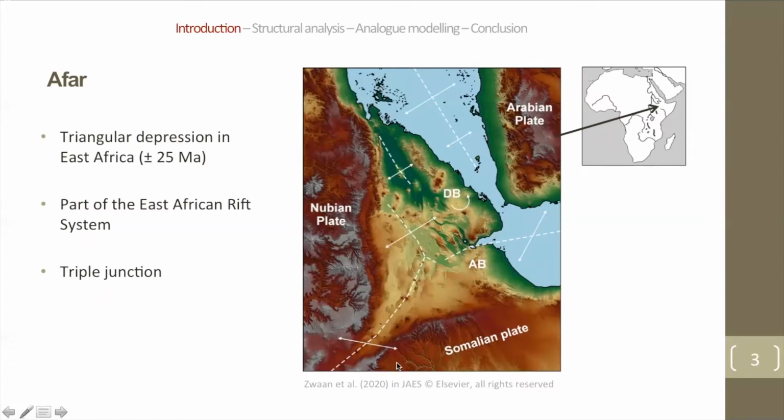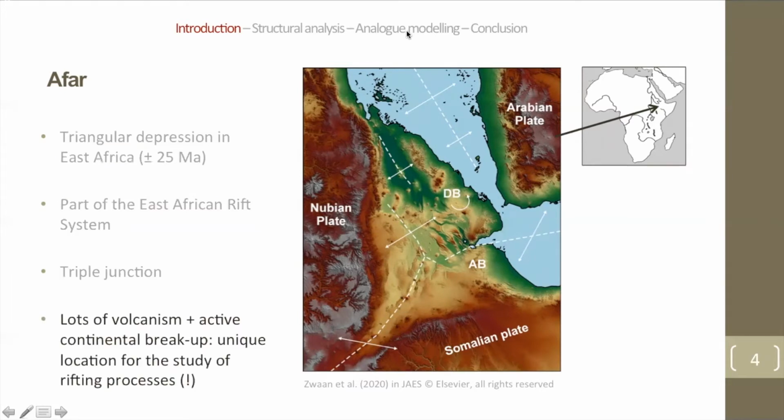It's also a part of the East African rift system, which comes in from the south in the shape of the main Ethiopian rift, and then forms a triple junction with the Gulf of Aden to the east and the Red Sea to the north. It's an area which is prone to volcanism, and it's an active continental breakup zone. It's unique around the world, and it's a perfect place for the study of rifting processes.